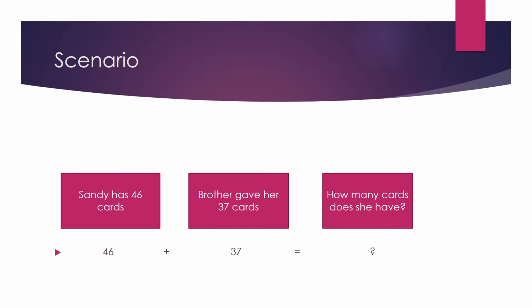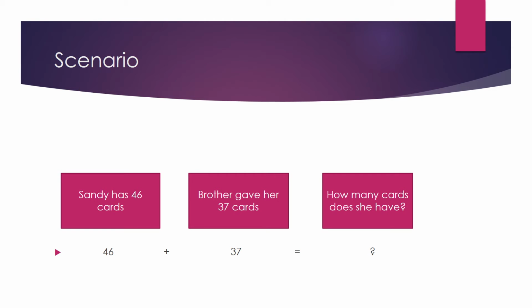Mrs. Davis writes 46 plus 37 equals question mark on the board. She continues. Let's read this together. The class reads the equation as Mrs. Davis points. 46 plus 37 equals something. Mrs. Davis asks, what's the something you have to find out? Turn to a partner and discuss this.